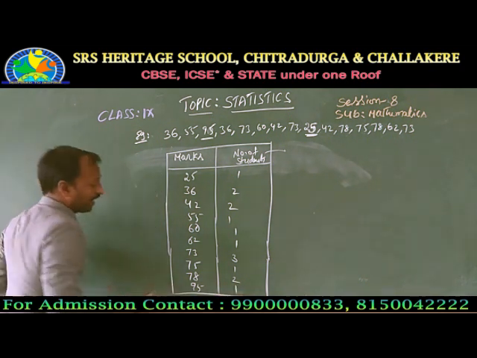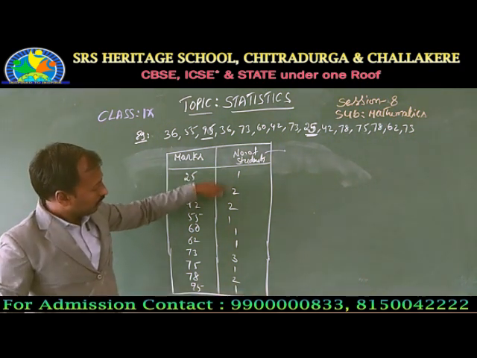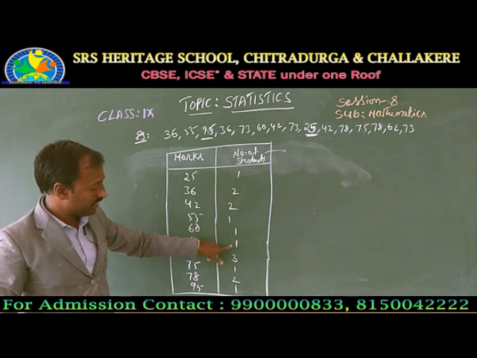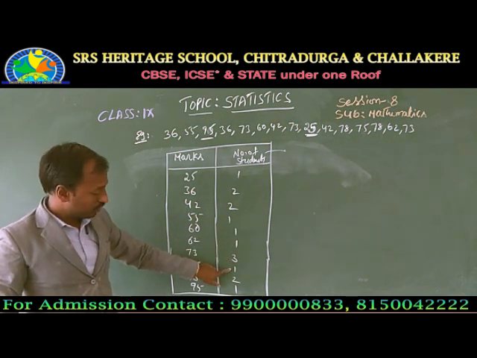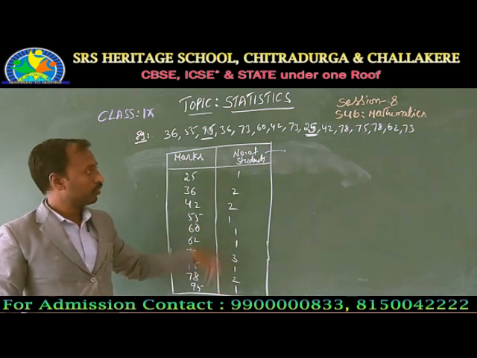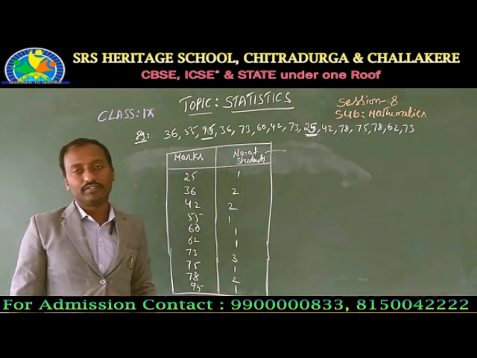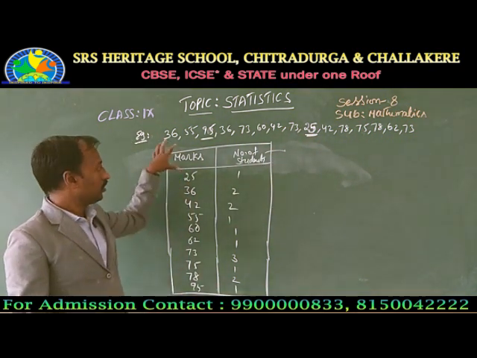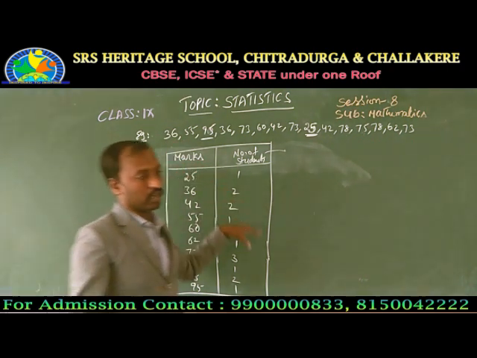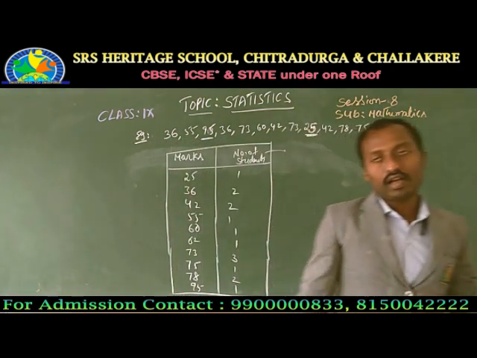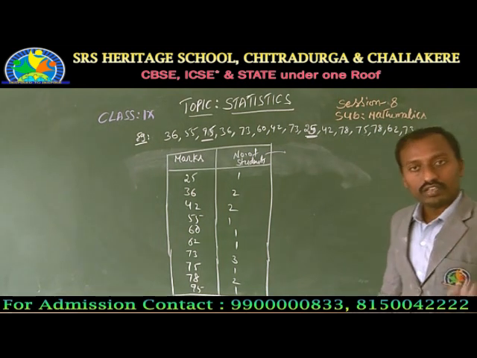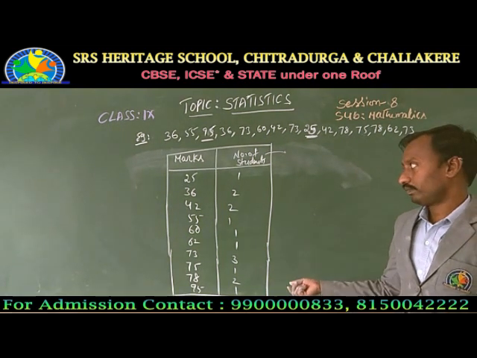If I go for adding this, 5, 6, 7, 8, 11, 12, 14, 15. Total 15. Total is equal to, have to write here, 15. So this frequency distribution table is called an ungrouped frequency distribution table.